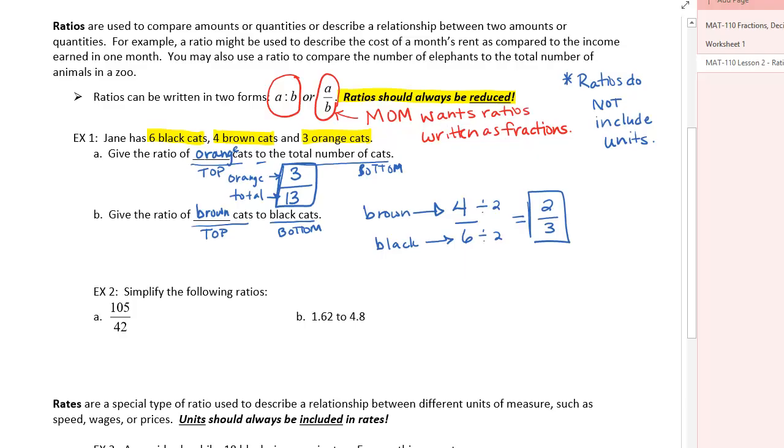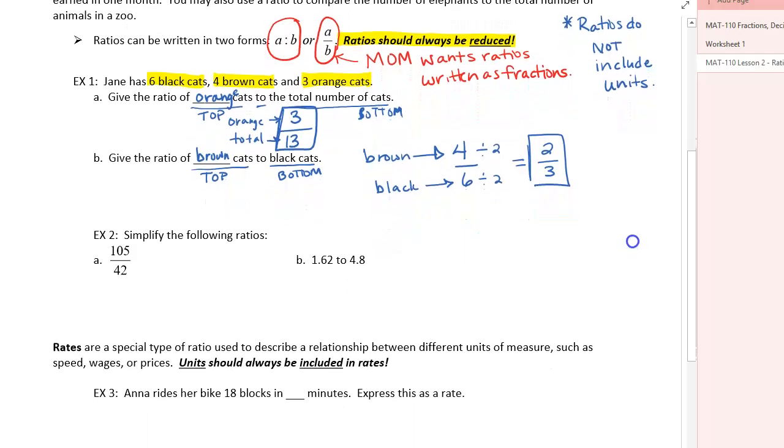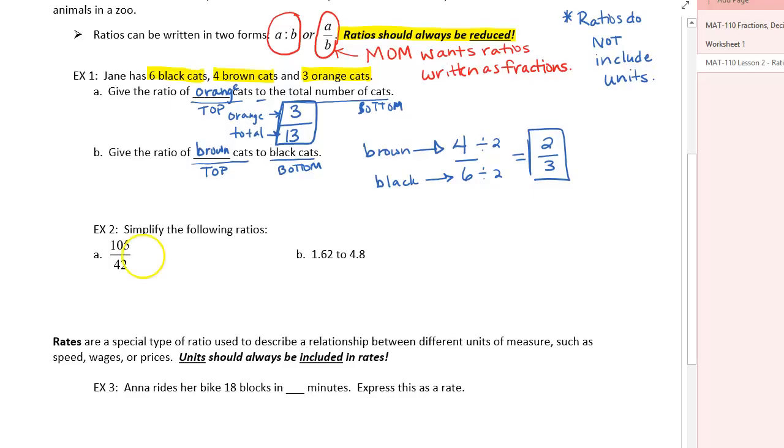In example 2, we're just asked to simplify the ratios. So 105 over 42. I notice that they're both divisible by 3. If you don't know the divisibility rules for 3, if the sum of the digits is divisible by 3, then the number is divisible by 3. So for instance, 1 plus 0 plus 5 is 6. 6 is divisible by 3. 4 plus 2 is 6, so that's also divisible by 3.